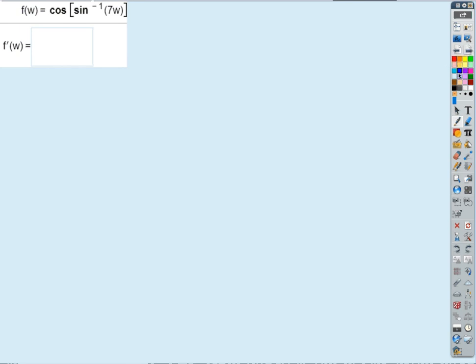First level, when we differentiate, the derivative of cosine hand is negative sine hand, and hand is just arc sine of 7w. Okay, so now we peel that away and we look inside. So what's the derivative of hand? Well, the derivative of arc sine of 7w, arc sine of u, right?